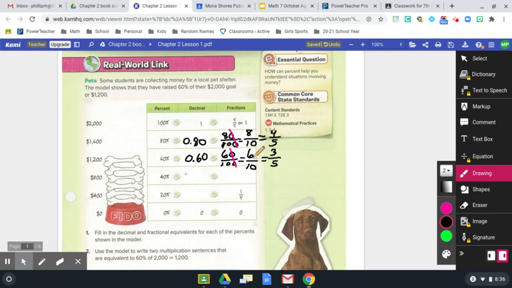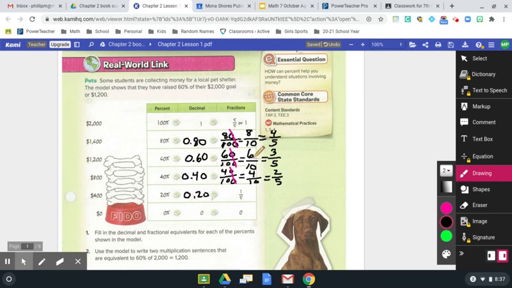40%, 0.40, 40 hundredths. As a fraction, 40 out of 100. I'm going to divide by 10. 40 divided by 10 gives me 4, and 100 divided by 10 gives me 10. Again, cut those in half. Half of 4 is 2. Half of 10 is 5. So 40% is the same thing as 40 hundredths and the same thing as 2/5. Last one, 20%.